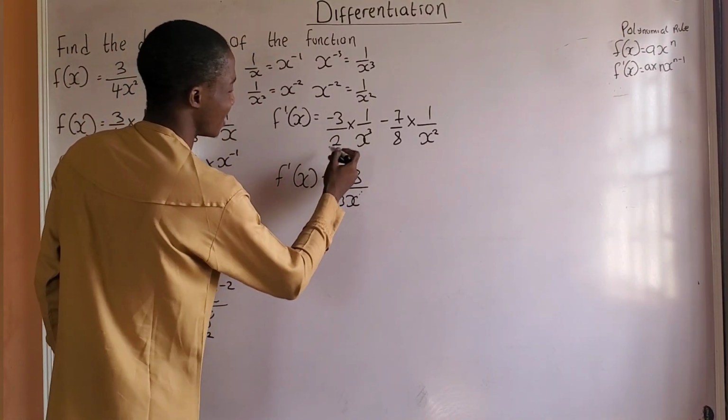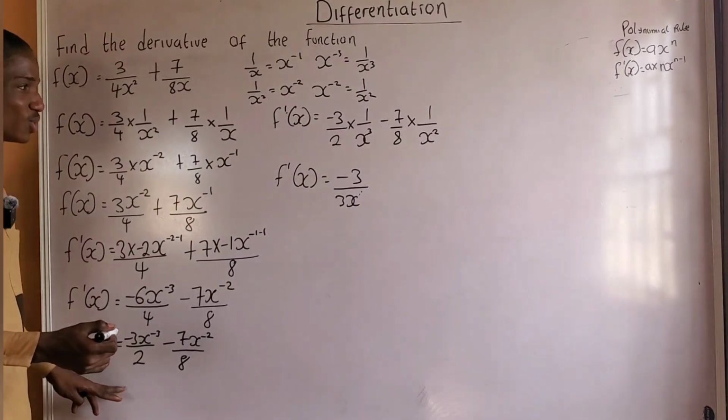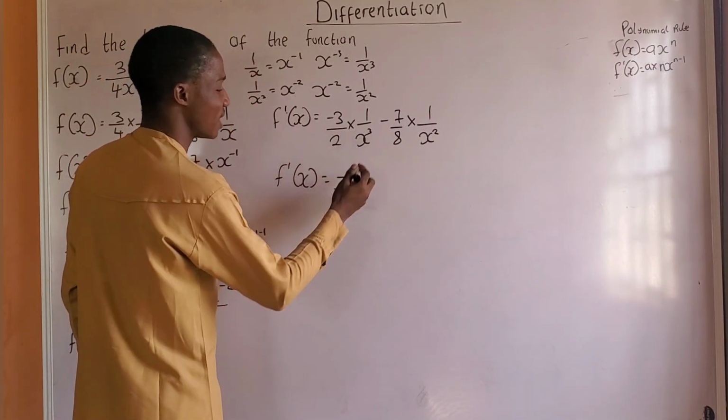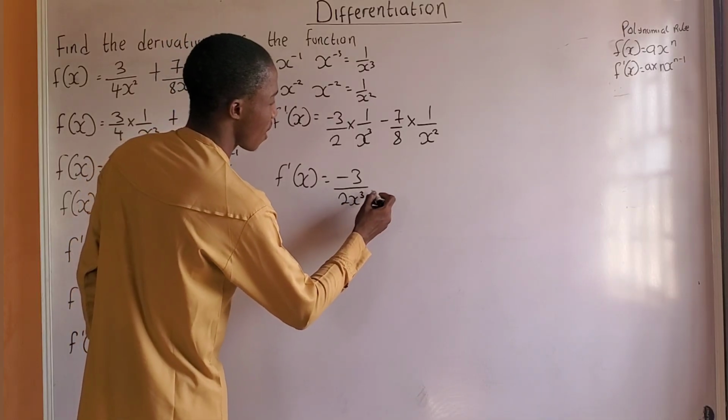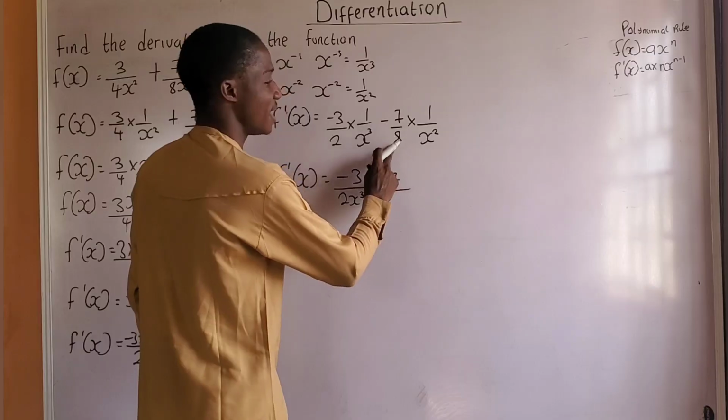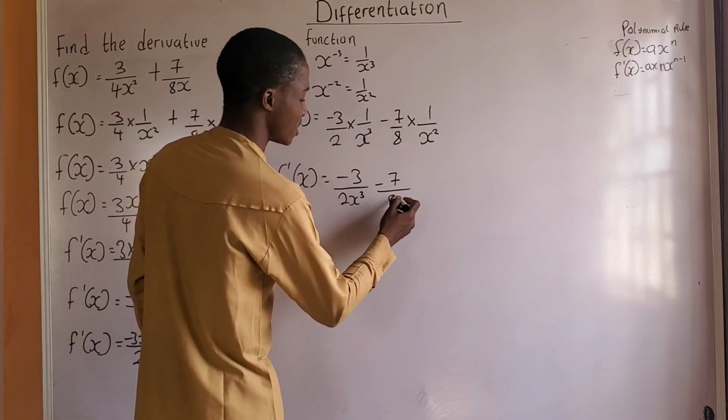This should be 2, minus 3 over 2, okay? So this should be 2 as well. 2 times x, 2 times x cubed, that is what? 2x cubed. Minus 7 times 1 is minus 7. I'm going to have minus 7 all over 8 times x squared. That is what? 8x squared.